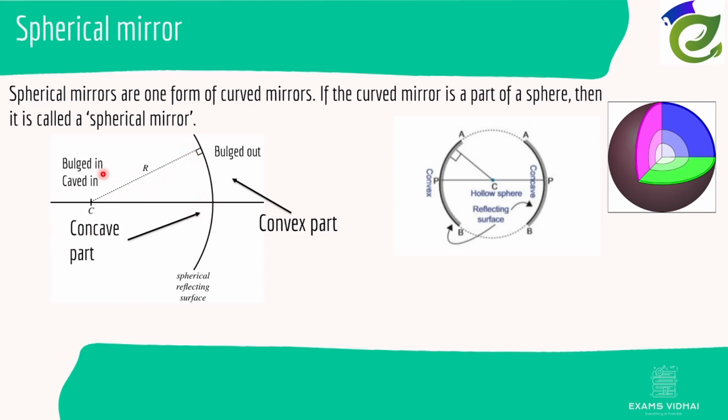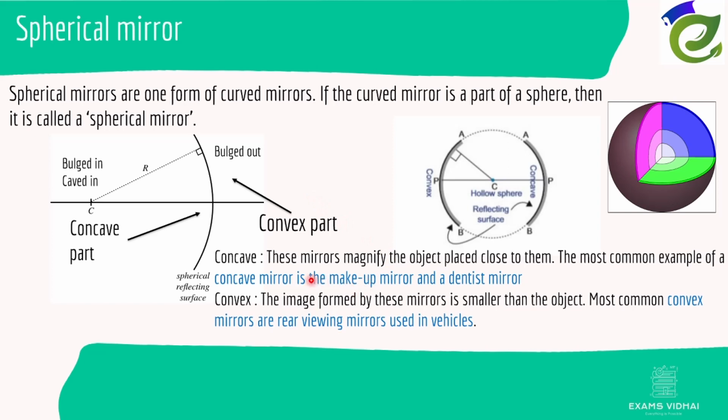That's basically the concave, which is bulged in, caved in, and the convex part, which is the opposite of concave, which is bulged out, bulging towards you. Concave mirrors magnify the object placed close to them. The most common examples of a concave mirror are the makeup mirror and the dentist mirror. And for convex mirrors, the images formed are much smaller than the object but give a wide field of view. The most commonly used convex mirror is the rear view mirror in vehicles.